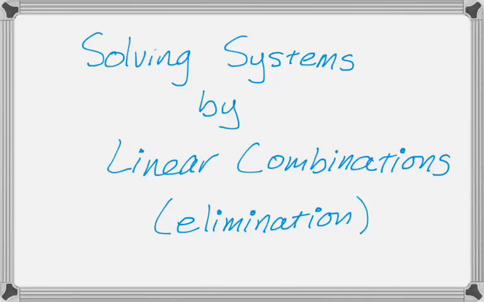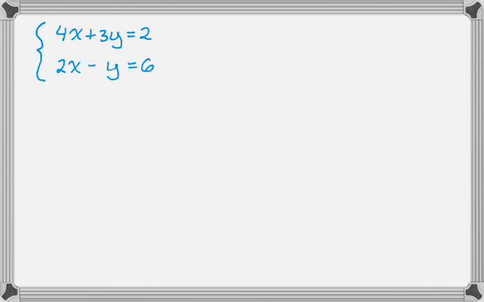Okay, in this video we're going to take a look at solving systems by linear combinations, which is another name for the elimination method. So we need a system. We have 4x plus 3y equals 2, and 2x minus y equals 6. Looking at this system, I can't just add the two equations together and cancel one of the variables.